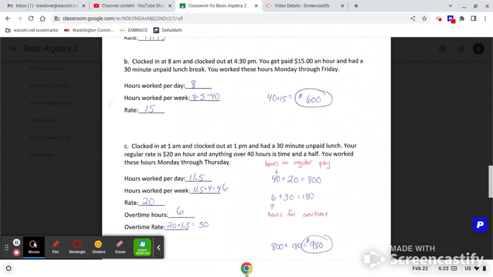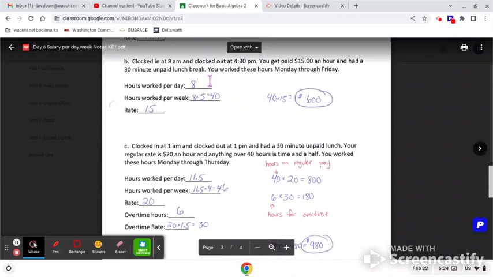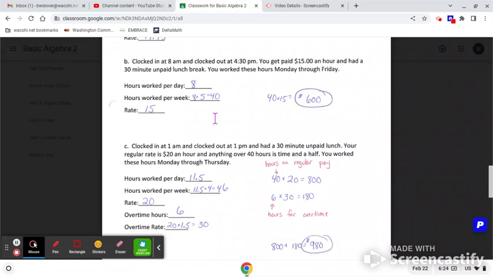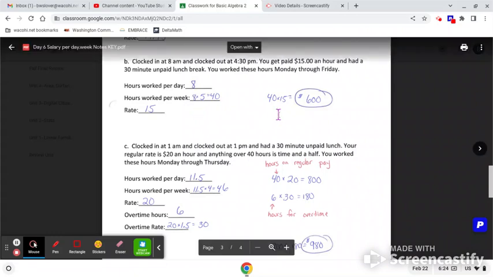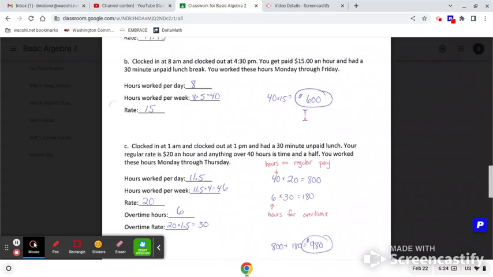Letter B, I clocked in at 8 a.m., clocked out at 4:30 p.m., $15 an hour, and I had a 30-minute unpaid lunch break. So that means I worked a total of 8 hours. I worked Monday through Friday. It doesn't say Monday and Friday. It says Monday through Friday. So that's Monday, Tuesday, Wednesday, Thursday, Friday. That is 5 days. So I'm taking how many hours I worked times 5. Gives me 40 hours is what I worked that week. And I get $15 an hour. So I did 40 times 15, and I made $600 that week.